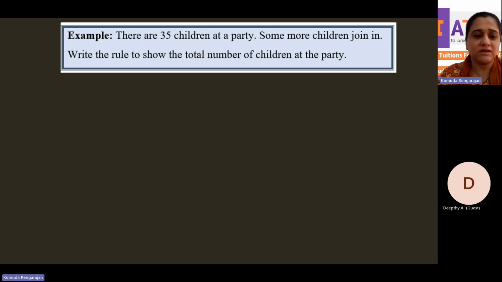So initially there were 35 children. Now some more children join, but how many we don't know. So let that be A or B, C, any variable. So the expression will be, or the rule will be 35 plus A, or you can say 35 plus X.